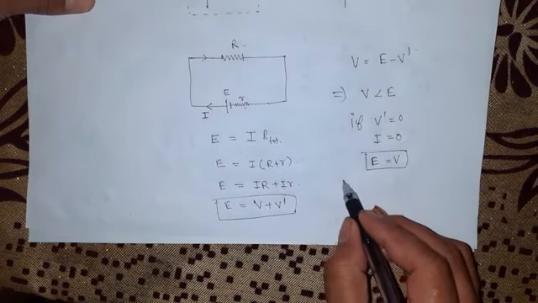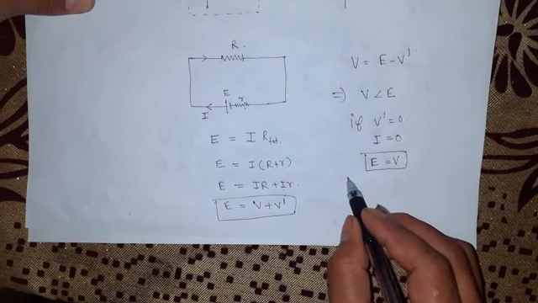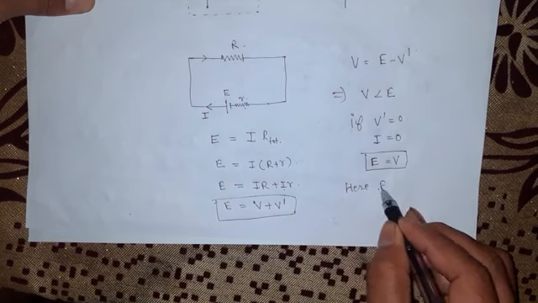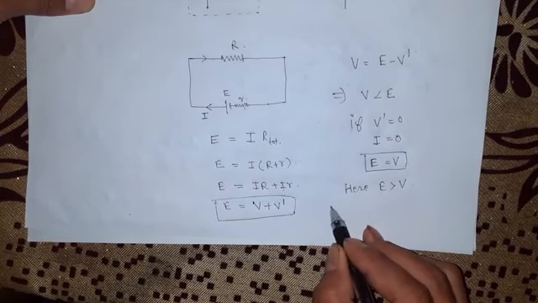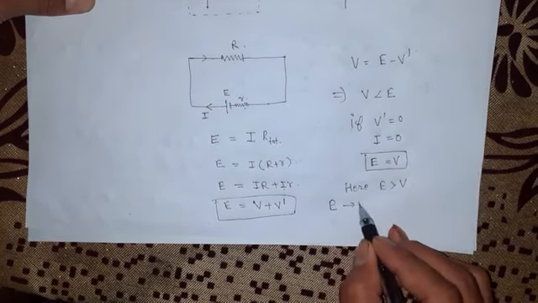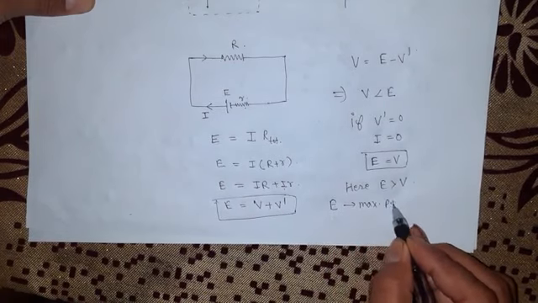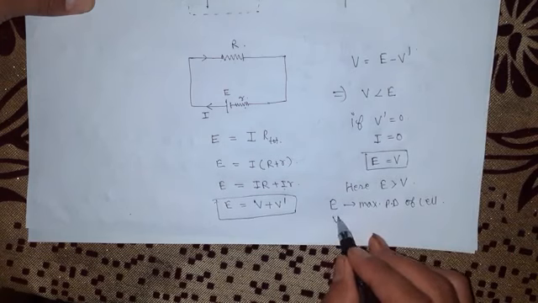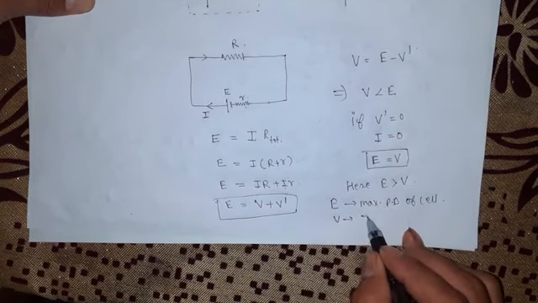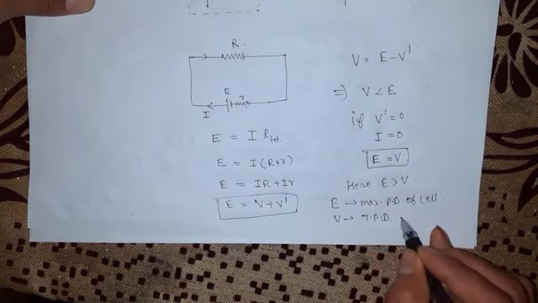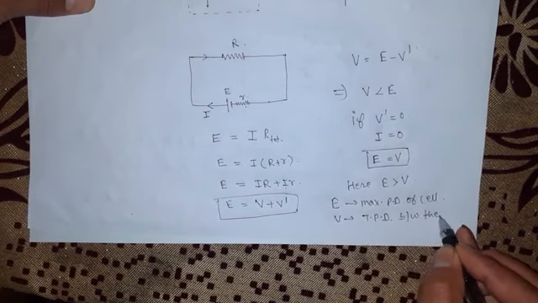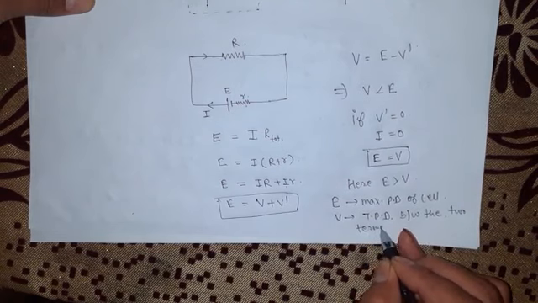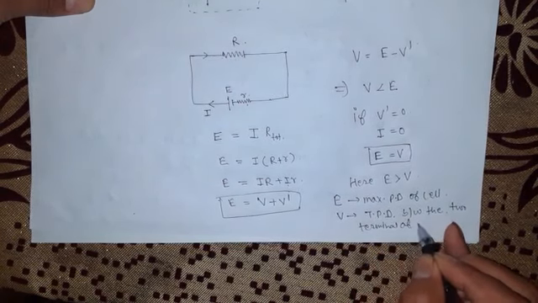So one more important thing you must remember over here, that EMF of the cell is greater than V. So EMF is what? It is the maximum potential difference of the cell. While this V is what? It is that terminal potential difference between the two terminals of the cell.